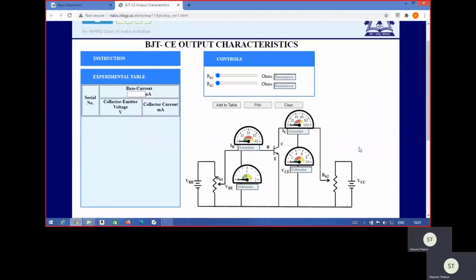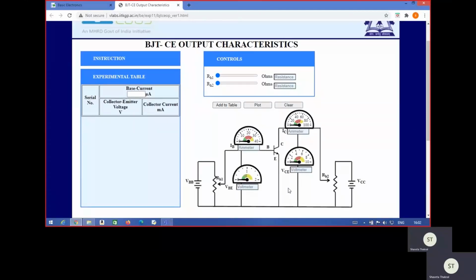And this is the experimental setup, and we have discussed this experimental setup. As we are plotting the output characteristics, that is a plot between the output voltage, VCE, and the output current, IC, keeping the input current IB constant. So we have to keep IB constant and plot a graph between VCE and IC.